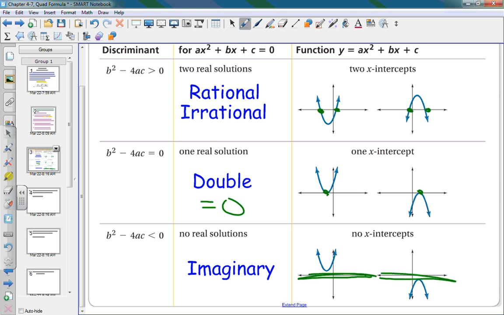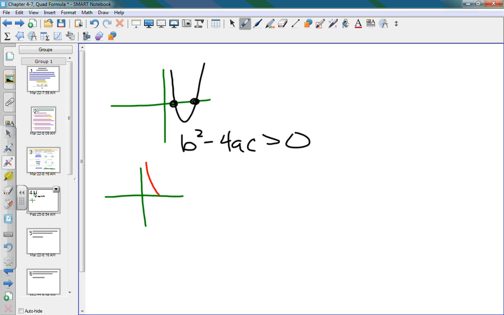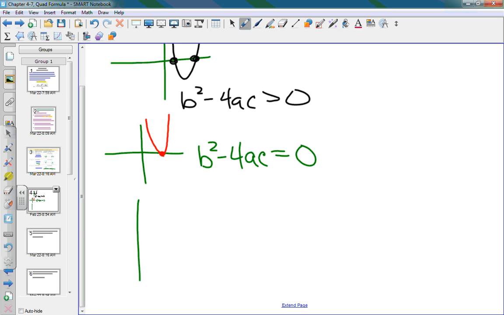So if I give you a picture of something that looks like this, you can immediately tell me that the discriminant is going to be what? It's going to be greater than 0. Why? Because you can visibly tell it crosses in 2 places. If I give you something that looks like this, you can visibly tell it's only going to be crossing at one spot, so therefore b squared minus 4ac is equal to 0.